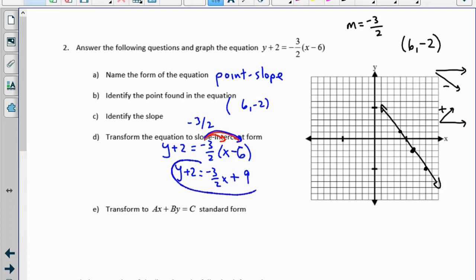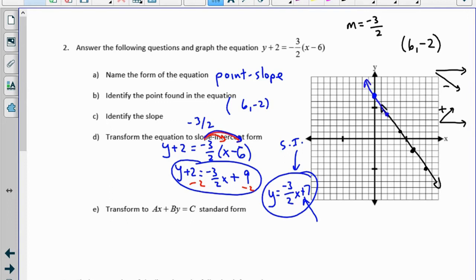So this is step 1. Now, all I need to do is subtract 2 from both sides, and I will end up with the slope-intercept form. So I have y equals -3/2 x plus 7. This is the slope-intercept form of the equation of the line. Notice that if I continue this graph, it should probably intersect at 0, 7, which is the y-intercept here. If I continue to go up 3 to the left 2, I will end up running into that point.